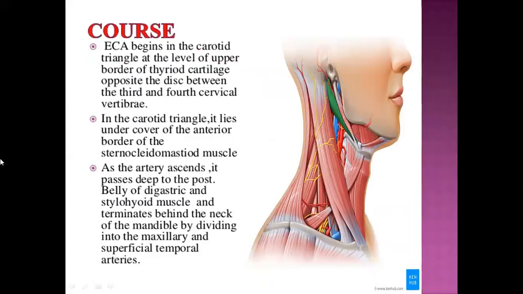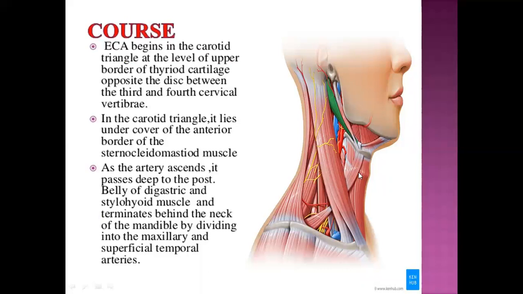The external carotid artery begins in the carotid triangle. This is the carotid triangle, in which the external carotid artery begins at the upper border of the thyroid cartilage, opposite the disc between the third and fourth cervical vertebrae, at the level of C4. In the carotid triangle, it lies under the cover of the anterior border of the sternocleidomastoid. So this is under the cover of sternocleidomastoid.